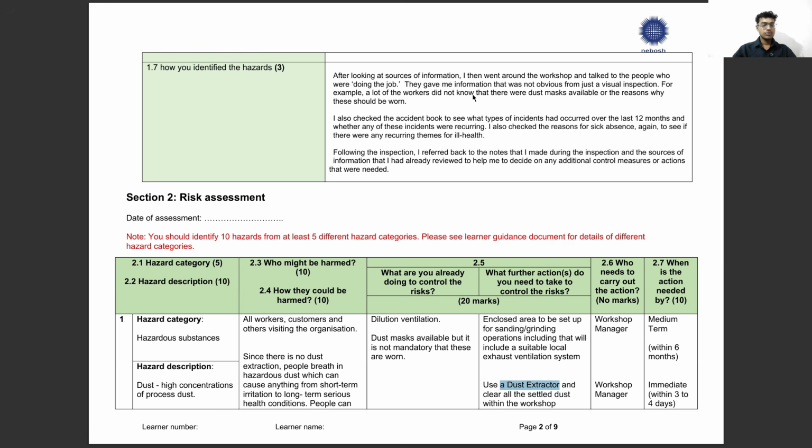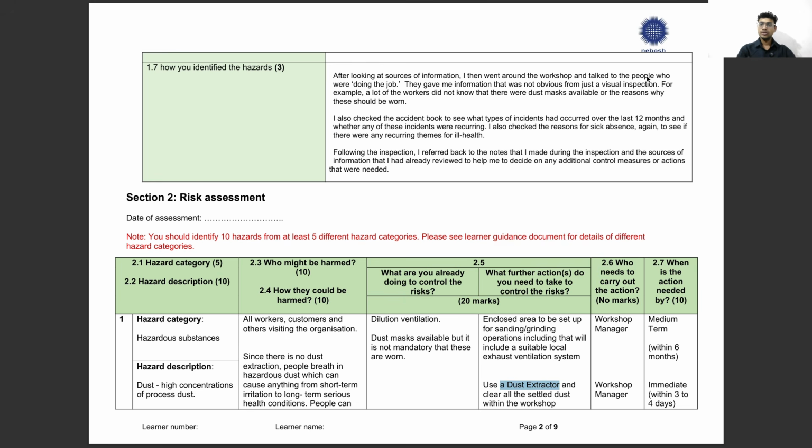So first you do the inspection, the visual inspection. That is your findings you see over there. Second, here you can see, for example, a lot of the workers don't know that there were dust masks available or the reason why they should be worn. So he says that I then went around the workshop and talked to the people. Talking to the people is a consultation, right?